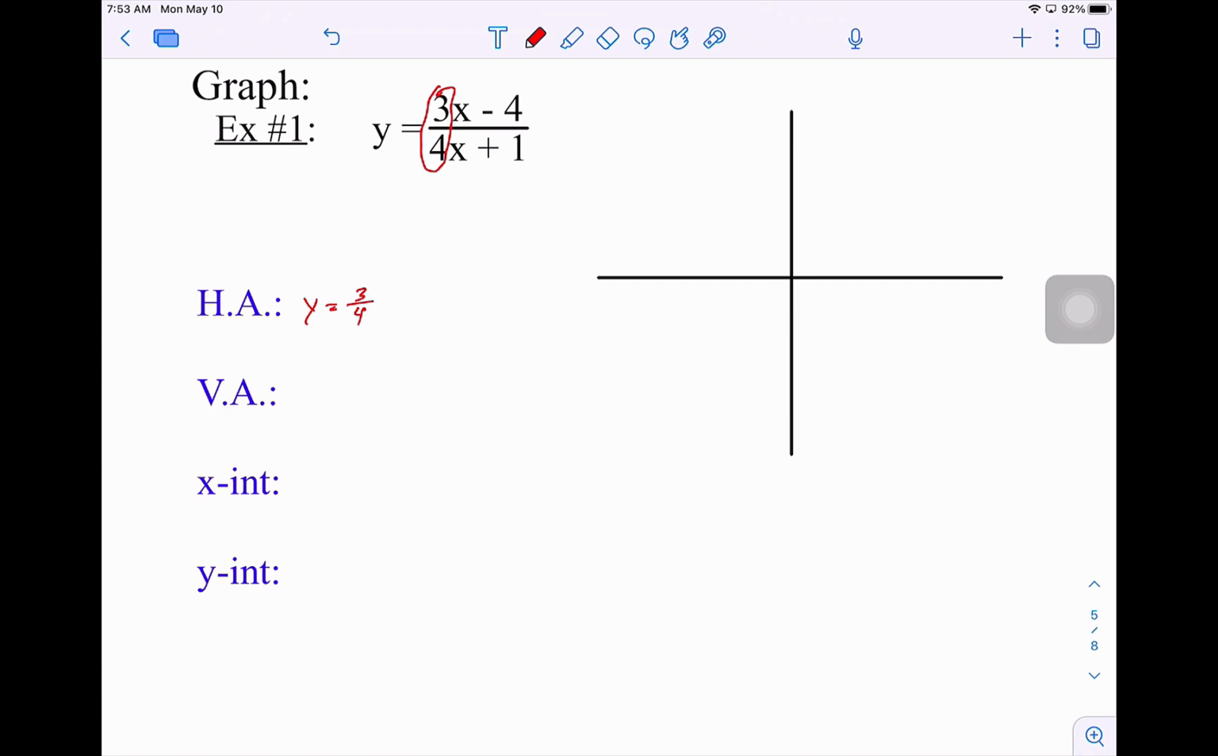So if we go through, I'm going to graph that right away. If we go through and we graph that, let's say y equals 3/4 is approximately right here. I'm just going to make this up, or at least an approximate. Y equals 3/4. So there's that horizontal asymptote. Then we move to the vertical asymptote.